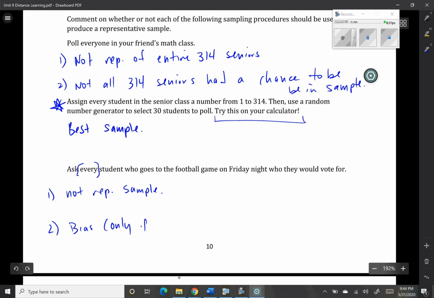Only football fans are going to be part of this sample. So what if your friend is not one of those kids that's into sports? Well, those kids that are into sports might not have a favorable liking of him. So this would not be a good sample. It's biased because it's only people that like to go to the football game on Friday, and it's not representative of the senior class because there are some students that are not in the senior class there.